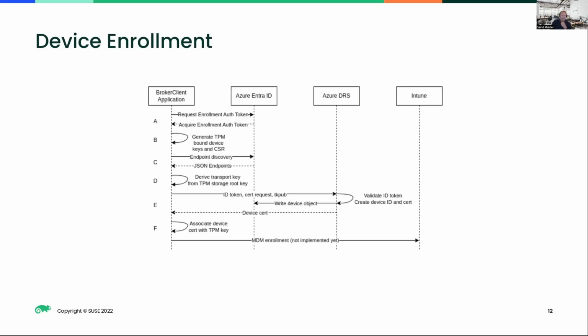You send the authorization token, a certificate request, and a transport key to the Azure DRS service, which you discovered in the discovery process. It validates that and writes a device object to Azure AD or Entra ID. Then the Azure DRS service responds with a certificate to the client, which then stores it. And finally, you do MDM enrollment, which I'll explain later. I haven't figured out how to do that yet, not on Linux anyway. There are some problems behind that, and that's why I haven't gotten that working.